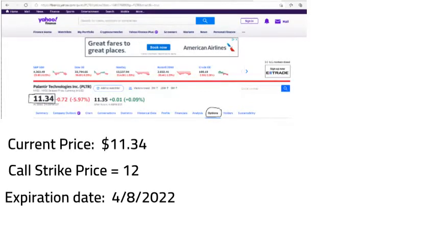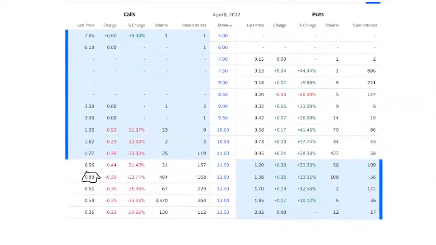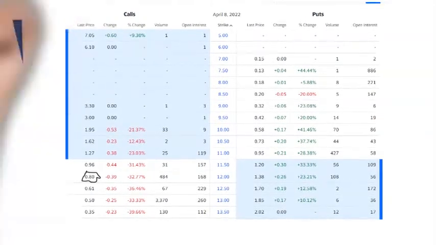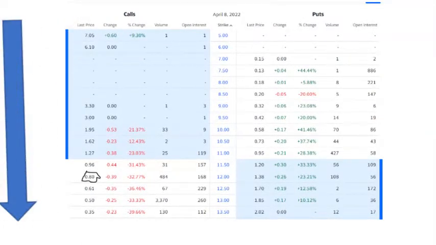Now I'm on Yahoo Finance, but there are many trading platforms where you'd also be able to see the options chain. If you click that options button, you'll see the options chain. So here's the options chain. You can see the calls on the left and puts on the right. Notice each row corresponds to a different strike price. As the strike price goes up, you'll see the price of buying a call goes down and the price of buying a put goes up.